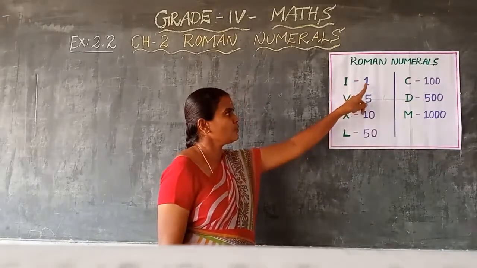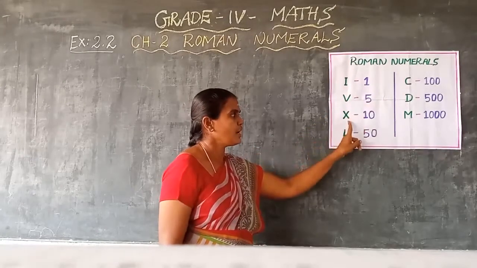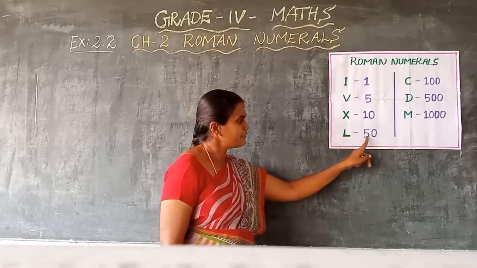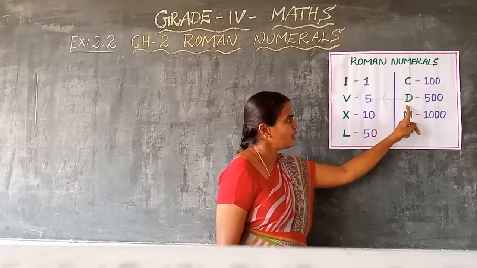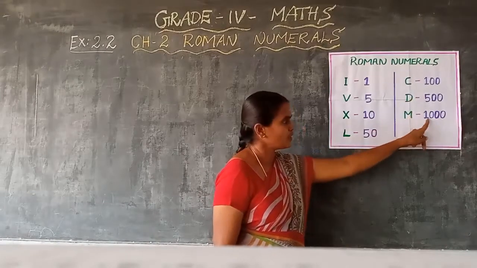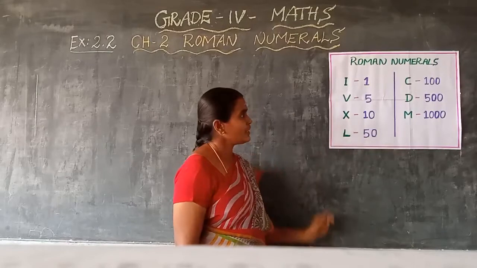Value of I, 1. Value of V, 5. Value of X, 10. Value of L, 50. Value of C, 100. Value of D, 500. Value of M, 1000. So, the 7 symbols are very important.